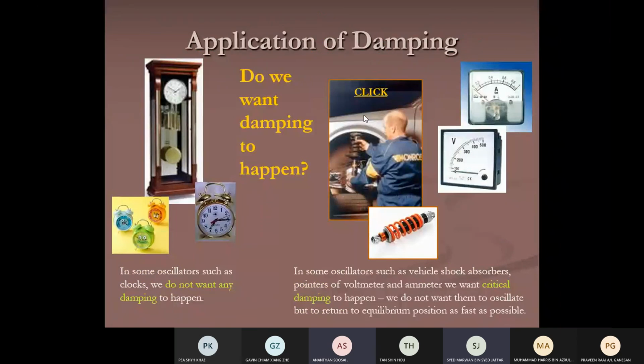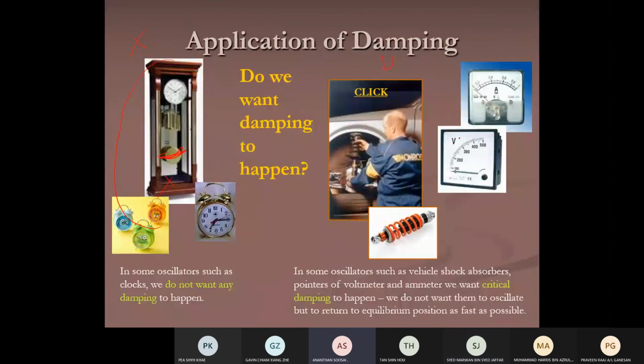Okay. So do you want damping? Do you want the oscillation to be damped or not damped? It depends on the situation, right? Like on the left side, the clocks, there is a pendulum here. Do you want this oscillation to be damped? No. So here we don't want damping to happen for clocks. But on the right side, we want the damping to happen. Car suspension system, damping to happen.